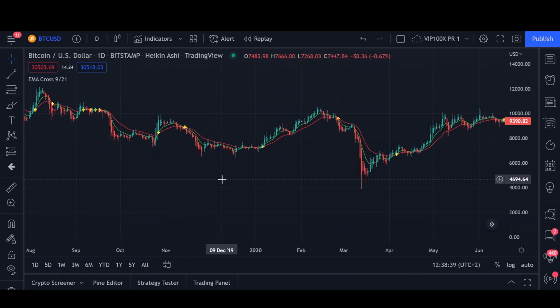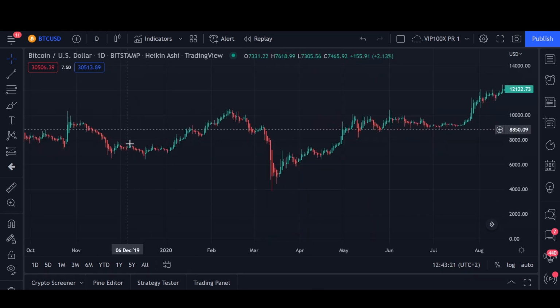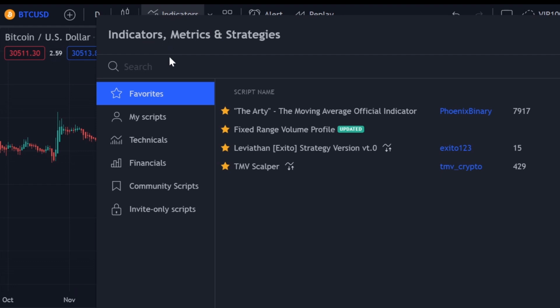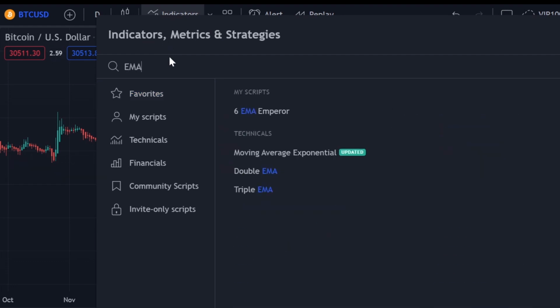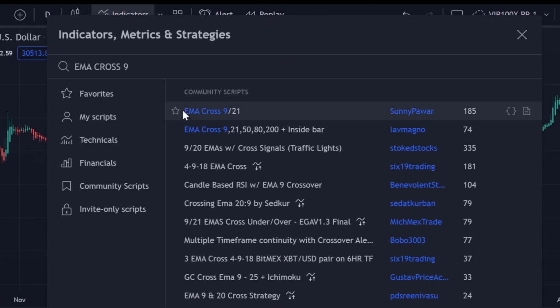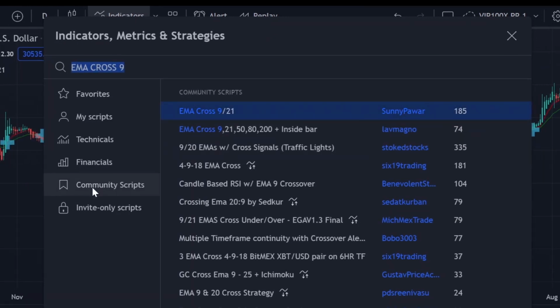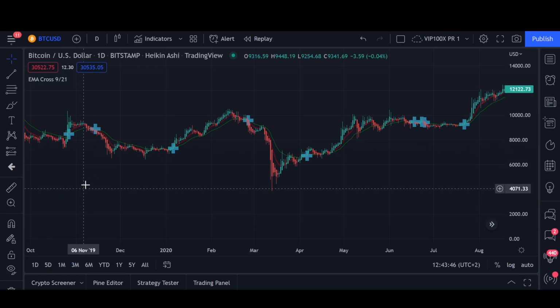Okay, now let me show you how you have to set this strategy up. It's really simple. Here we have our BTC USD chart naked. Remember that this is a swing strategy and we are going to use it in the daily time frame. You go to indicators up here and you type EMA cross 9. You will use the first option, EMA cross 921 by Sunny Pawar. Click on it and you will see that both green and red line appear as well as these big blue crosses.